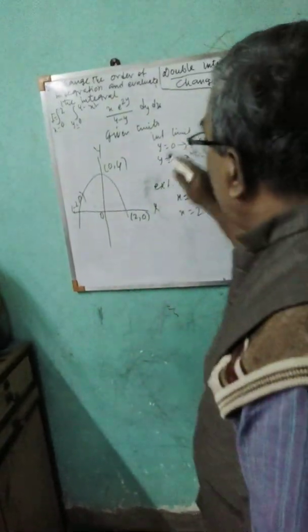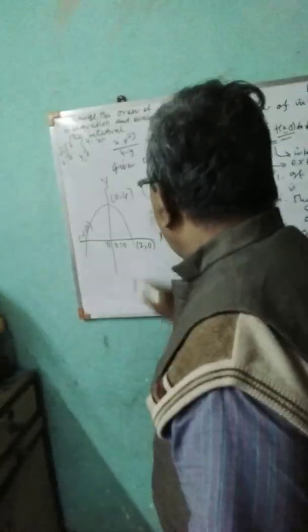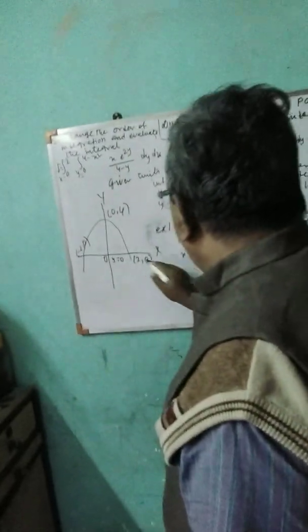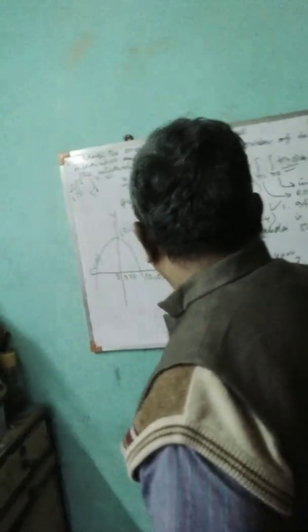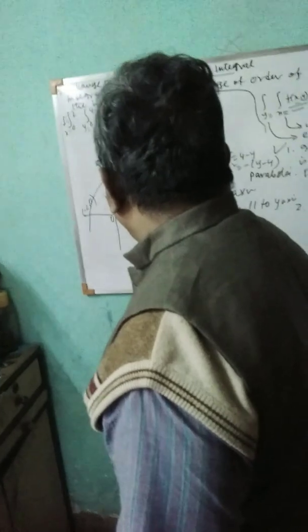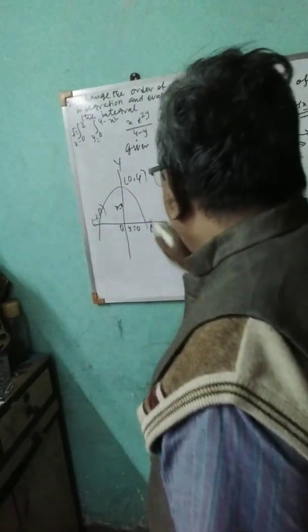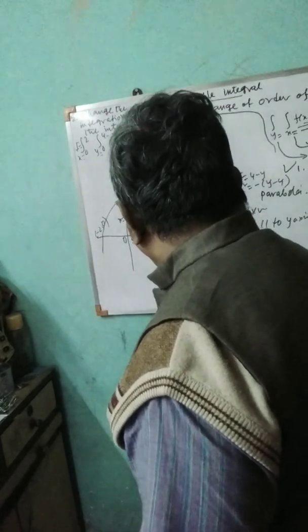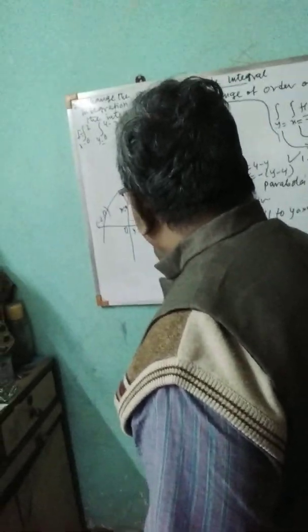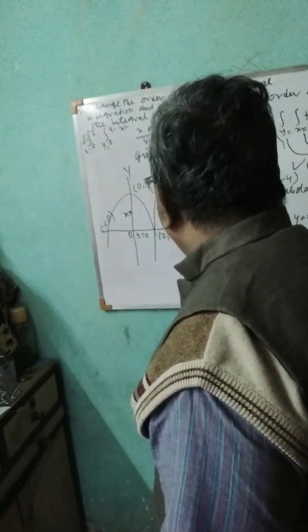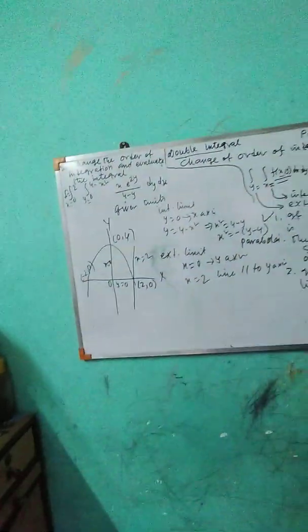Another is y equal to 0, this line. And x equal to 0, which is the y axis. And x equal to 2: since it is the point (2, 0), this will be the line x equal to 2. So now this is the rough sketch.